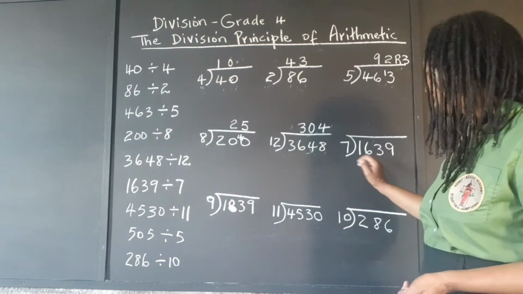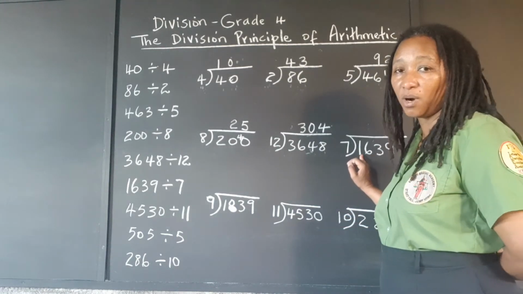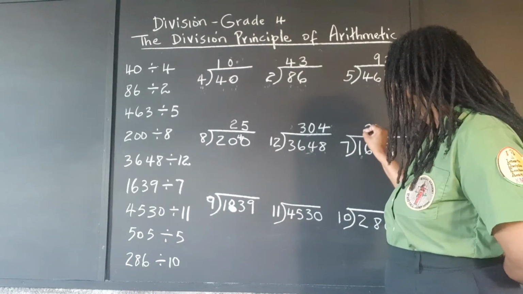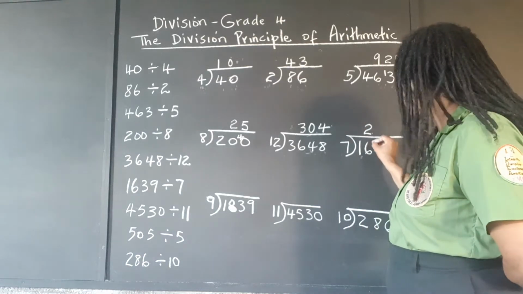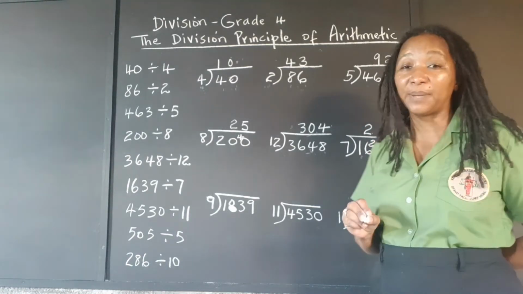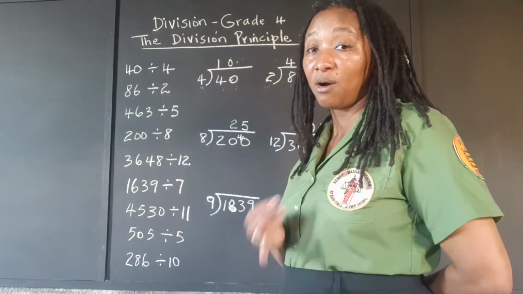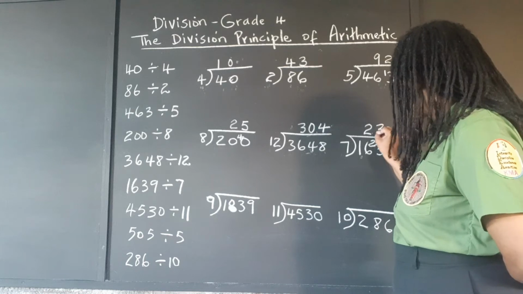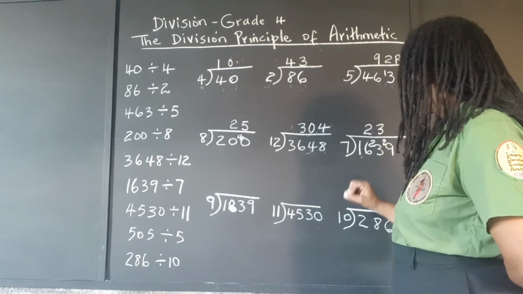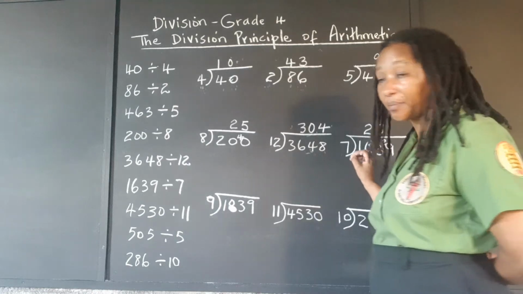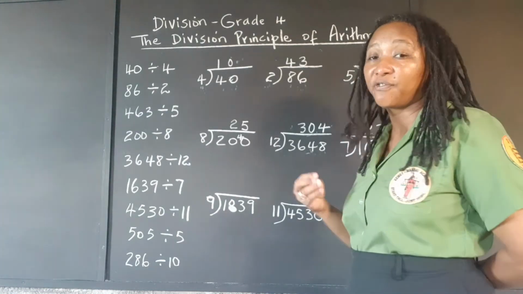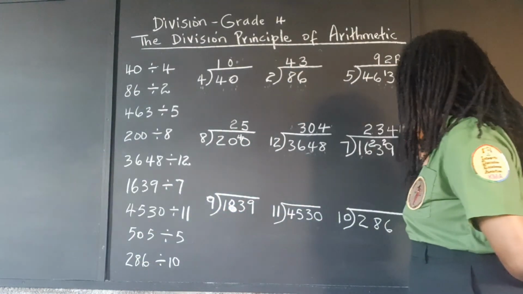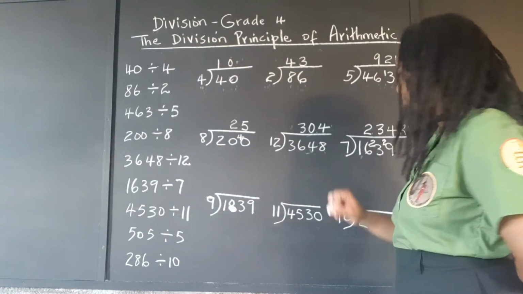Alright, so let's look again. 7 cannot go into 1. 7 into 16, we're able to get 2 groups of 7 out of 16, and 2 remains, because 2 times 7 is 14, so 2 will leave back out of the 16. 7 into 23 goes 3 times, and 2 remains. 7 into 29 will go 4 times, because 4 times 7 would give 28. So we have 1 remaining. So we're going to put remainder 1.